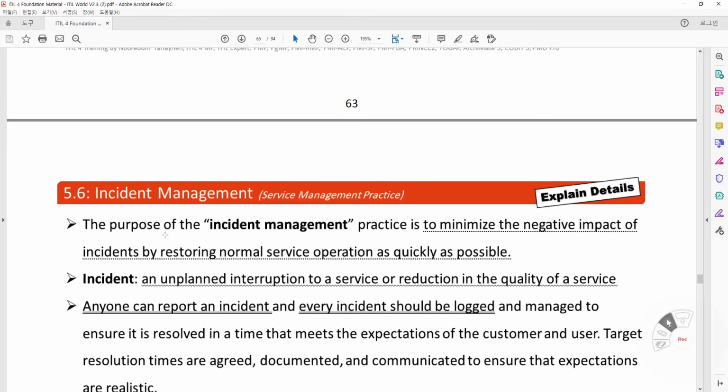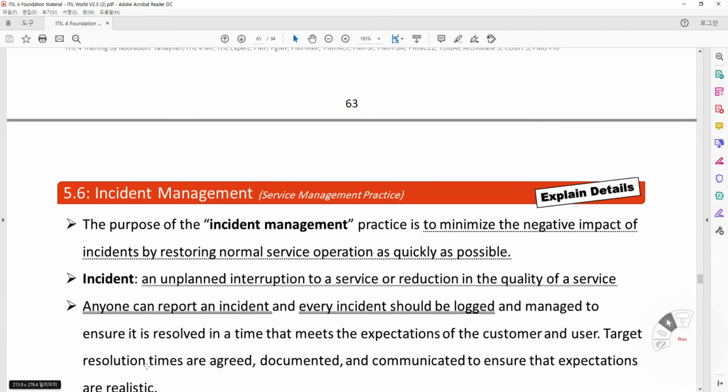Incident management. The purpose of the incident management practice is to minimize the negative impact of incidents by restoring normal service operation as quickly as possible. Incident: an unplanned interruption to a service or reduction in the quality of a service. Anyone can report an incident, and every incident should be logged and managed to ensure it is resolved in a time that meets the expectations of customers and users.